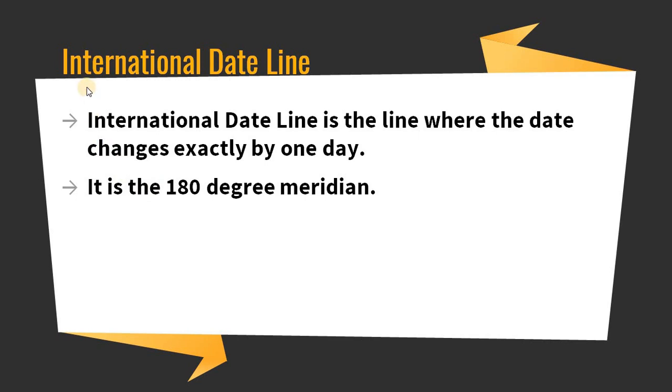So students, international date line. As we have learned important latitudes of our globe, now we have to learn about important longitude. This is really very important. International date line is the line where the date changes exactly by 1 day. It is the 180 degree meridian.